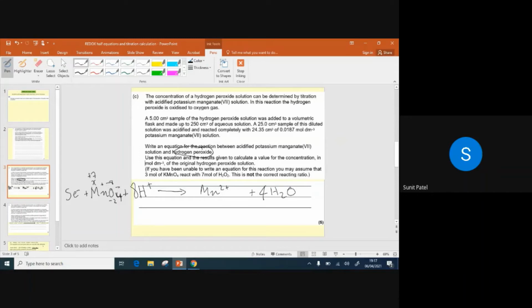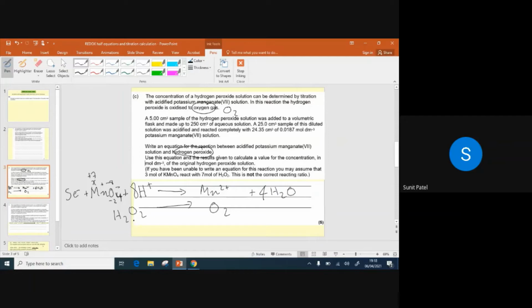The second part of the half equation involves hydrogen peroxide. They've told you here what's happened to hydrogen peroxide. Hydrogen peroxide has turned into oxygen gas, O2. So let's have a look over here and see what happens with that. So hydrogen peroxide is H2O2. Same as before, got to be a bit careful here. Oxygen in hydrogen peroxide is actually -1.